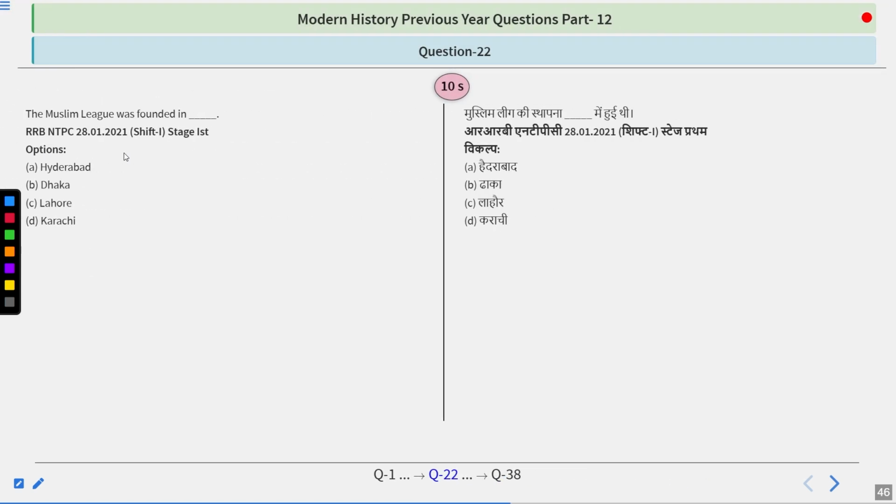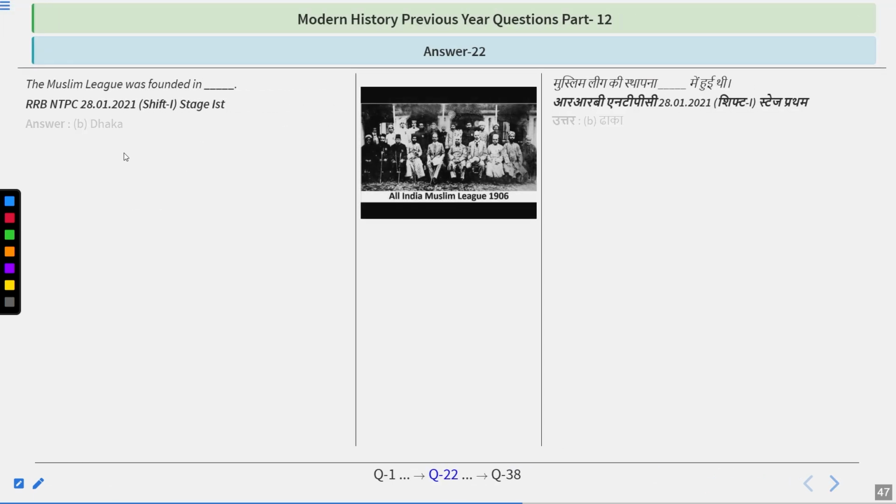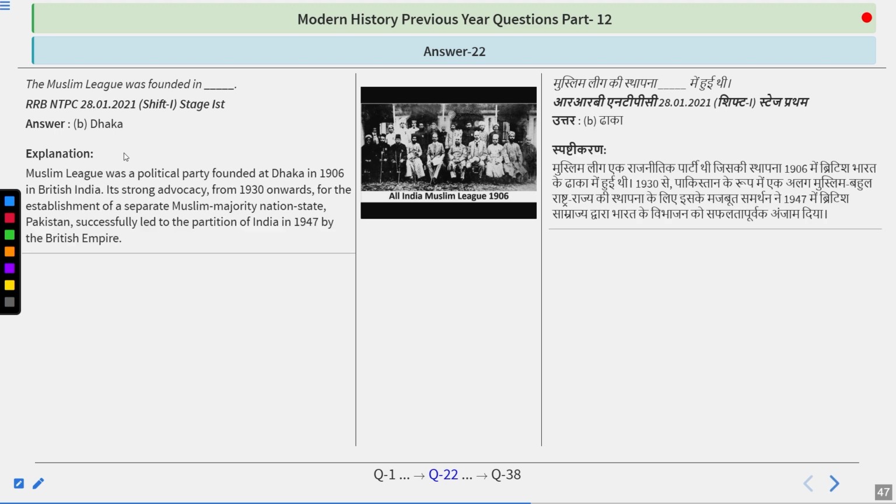The Muslim League was founded in Hyderabad, Dhaka, Lahore, or Karachi. Take your time. So I guess the answer you're looking for is right, because the answer is Dhaka. At that time it was known as Dhaka, and currently it is Dhaka.